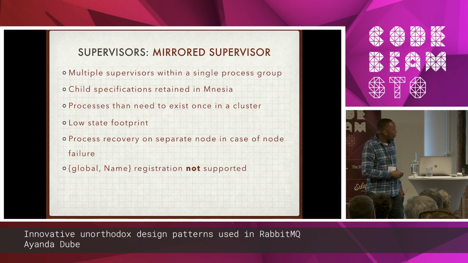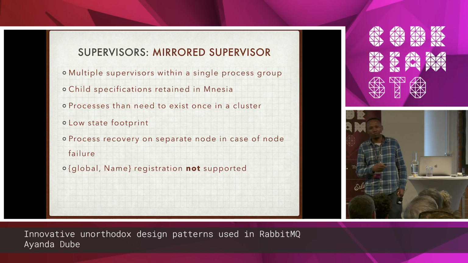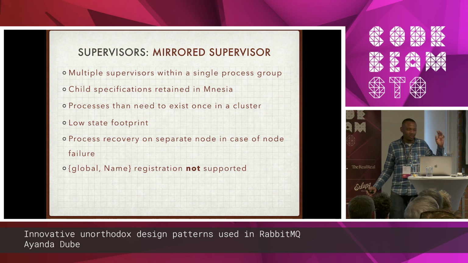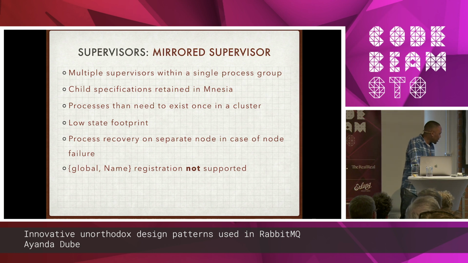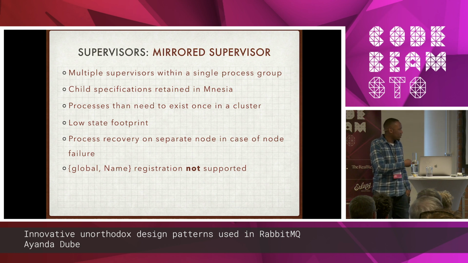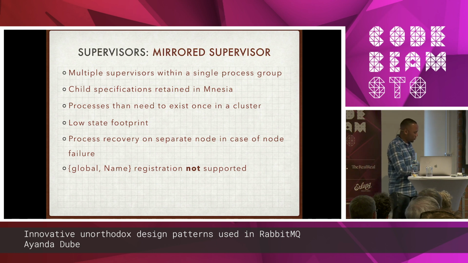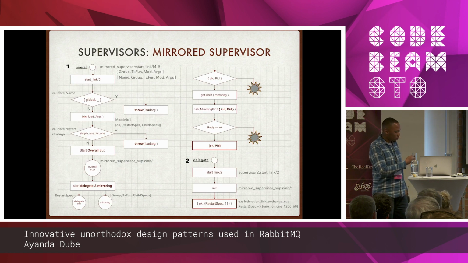Usually those processes must have a low state footprint. So if you don't want a process which retains massive state to be based on the mirrored supervisor. And then, yeah, I've mentioned that the global name registration is not supported in the mirrored supervisor because it's based on pg2, right? So it already covers that. So how does it work?